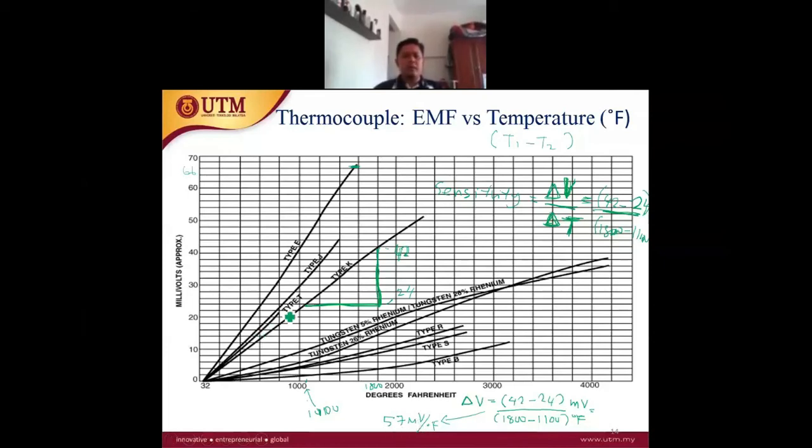So type K is the middle range. And type B, S, R, and the other types are the lower range. T, J, E are the higher range in terms of sensitivity. What it means is that if we compare K and E, E has a higher sensitivity as compared to K. At any temperature difference, type E will produce a higher output voltage. For example, for type K, if the temperature change is around 1000 degrees Fahrenheit, the output is around 20 millivolts. But type E is around 40 millivolts, so double the output.